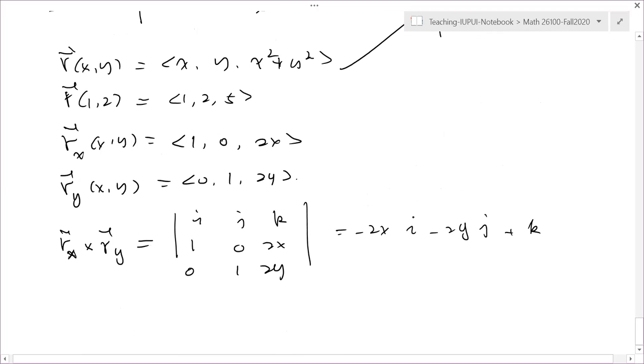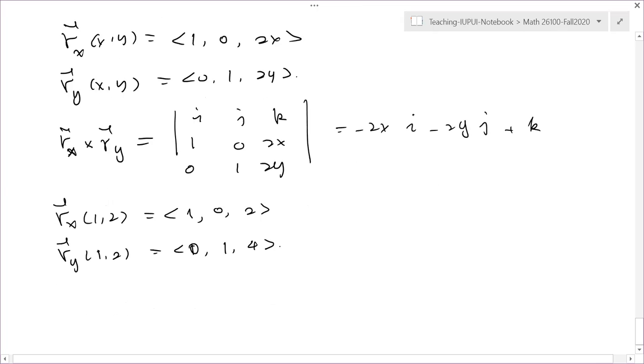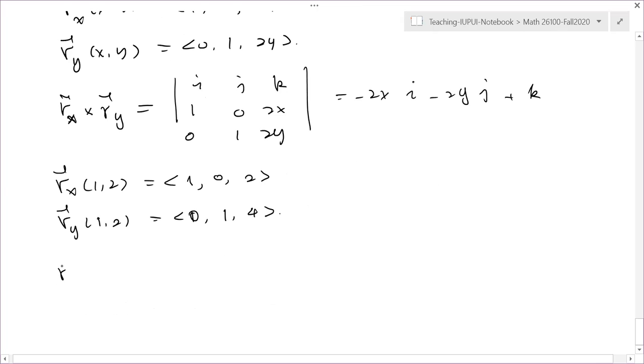Right. So to find, so you have two tangent vectors. So it's going to be 1, 0. When x is 1, here's 2. When y is 2, here's a 4. So those are the two vectors. Okay. We also get this. When x is 1, it's -2, -4, and the 1. Okay.